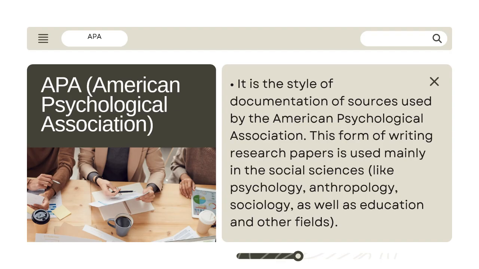And in your RRL, you must cite resources using the APA format, or the American Psychological Association. It is the style of documentation of sources used by the APA. This form of writing research papers is used mainly in the social sciences like psychology, anthropology, as well as education and other fields. And in our case, when we write research, we use the APA citation format.